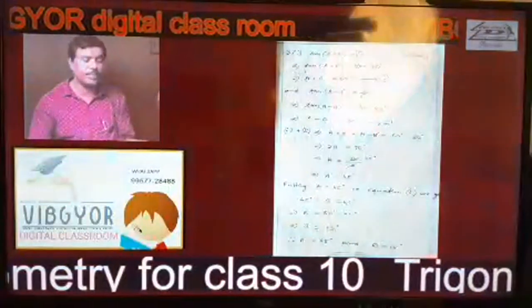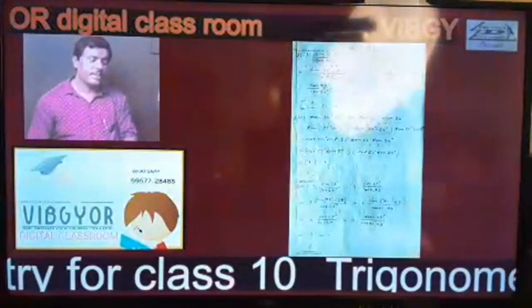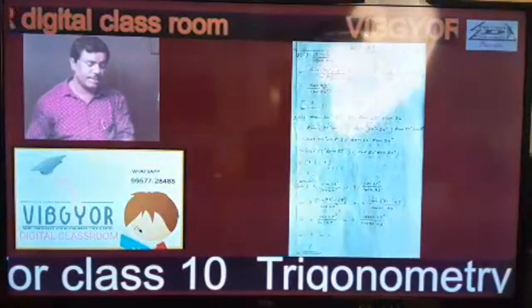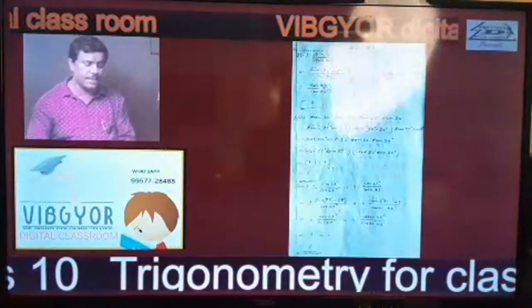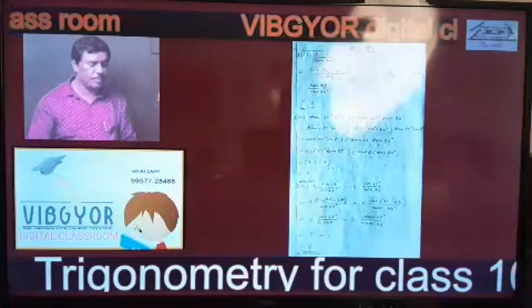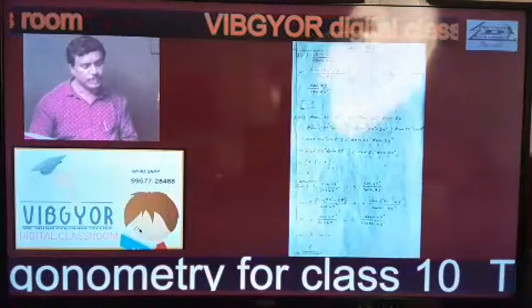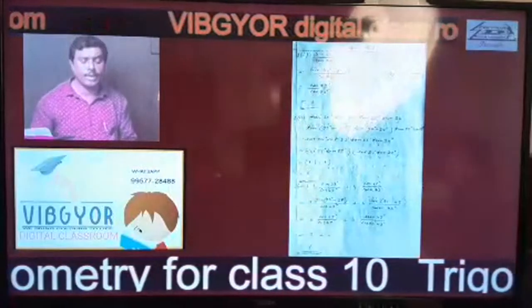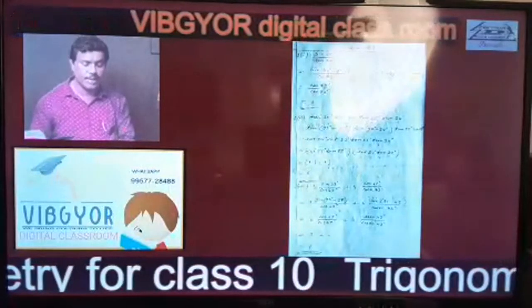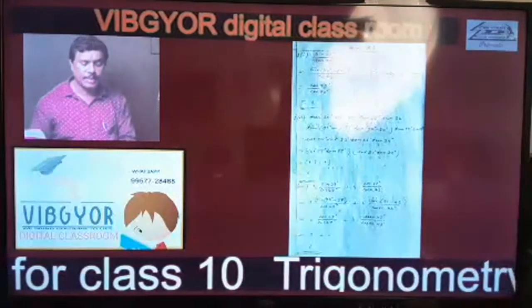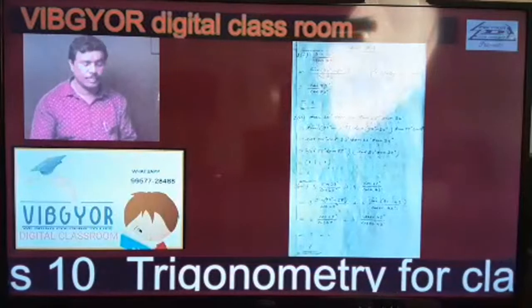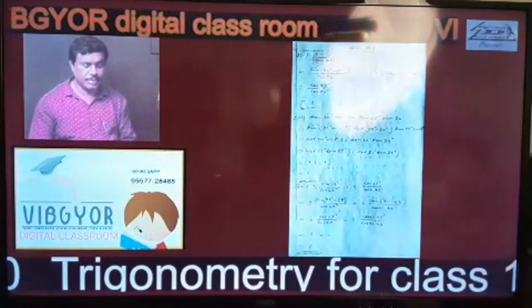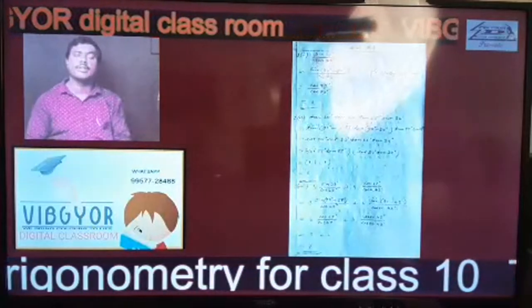That's enough from this exercise. Next, for the next exercise, we have to go through page number 212, 213, and in page number 213, some trigonometric ratios of complementary angles are given.